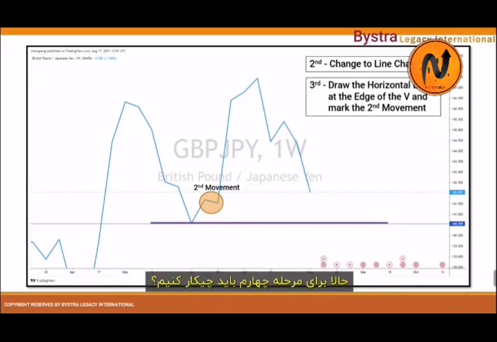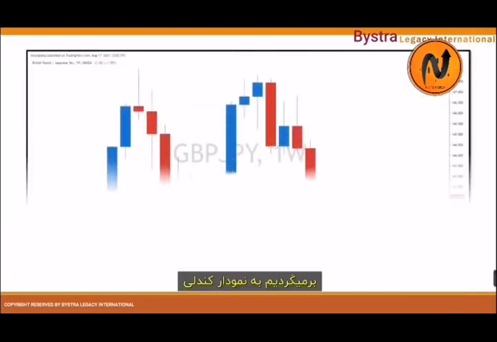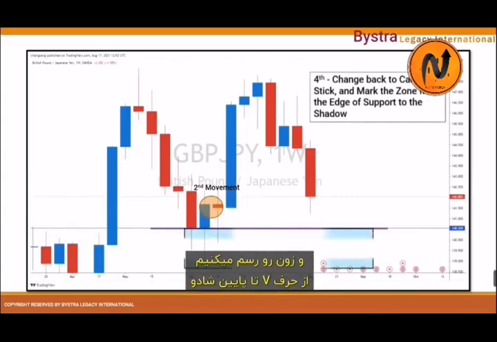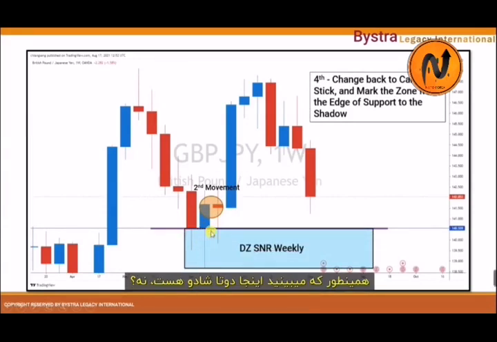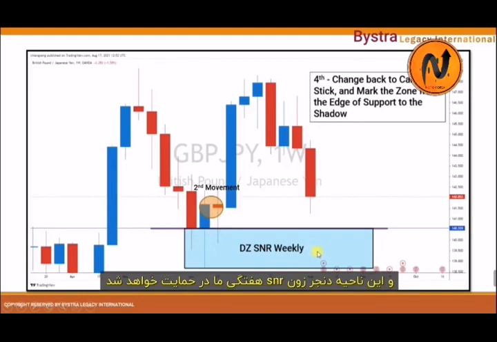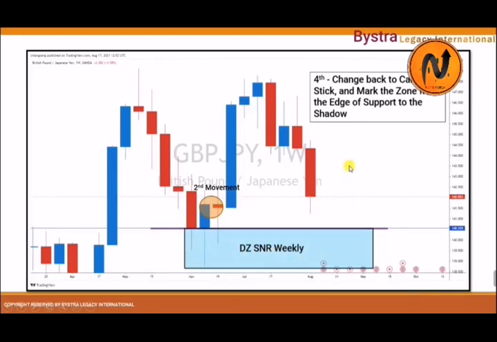Now the fourth one, what should we do? We go back to the candlestick chart and mark the zone from the capital V all the way down to the shadow. As you can see, there are two shadows here, isn't it? The V is in this shape, so we take the V shape. Whichever between these two is the longest, we take the longest zone. And this will be our danger zone SNR weekly at the support. So you guys get it right? Good.